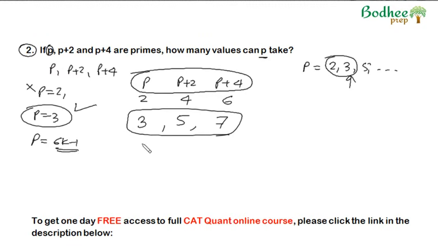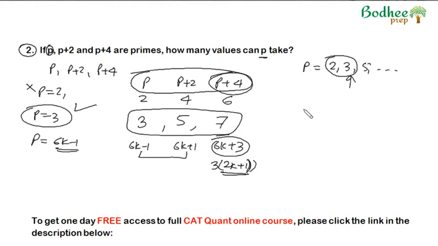So if I substitute p to be 6k minus 1, then p is 6k minus 1. p plus 2 will be 6k minus 1 plus 2, so it will become 6k plus 1. And p plus 4 will be 6k minus 1 plus 4, which becomes 6k plus 3. Now here we can see that these two may be prime numbers, but this can definitely not be a prime number, because I can take 3 common. Here I can write it as 3 into 2k plus 1. If I can write this as 3 into 2k plus 1, that means this can be factorized into numbers other than 1 and itself. Here I can say that 3 is a factor of p plus 4.